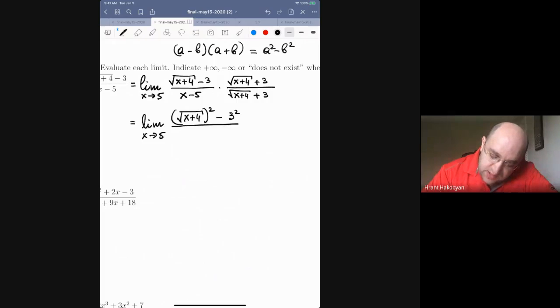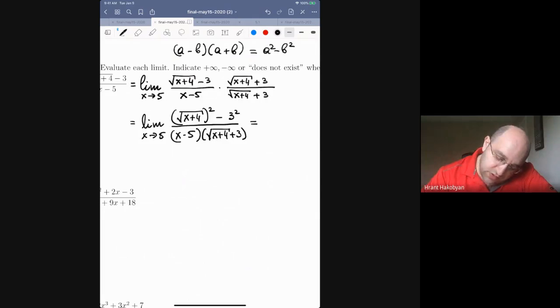So that's this. See, I have here a minus b, and then I have a plus b. So that is equal to, by that formula, a squared minus b squared. Okay, so then I can write in the denominator whatever I have, x minus 5 times square root x plus 4 plus 3.